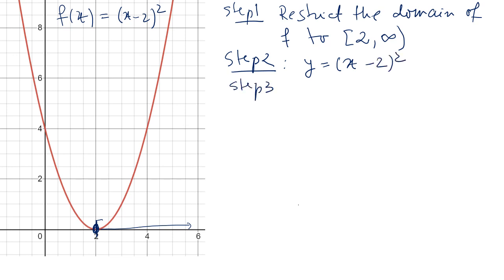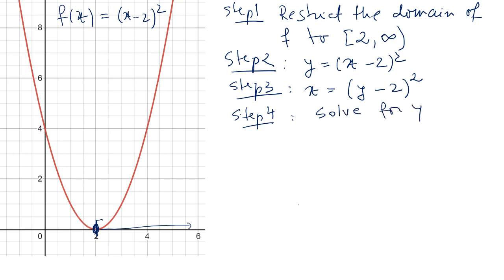Step 3 is to interchange x and y. So I'll set x equals (y minus 2) squared. And now step 4 is solve for y. What does that mean? We want to end up with y equals something. Okay. So how can we do that?